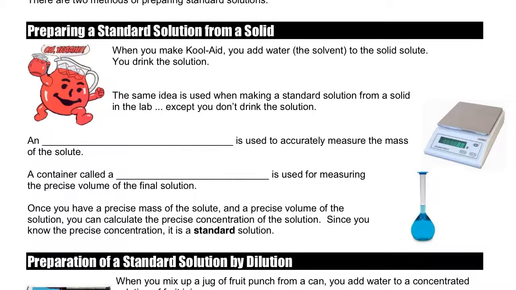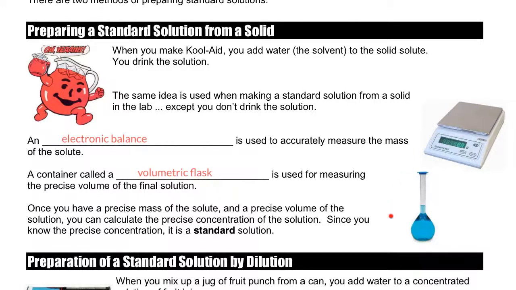Although in the lab, you're not going to drink the solution. Also, you're going to be much more precise with your measurements. So I have shown two devices that you use. This one you're familiar with already, the electronic balance. This is used to accurately measure the mass of the solute. So once you have the mass of your solute, you add it to this piece of glassware, which is called a volumetric flask.